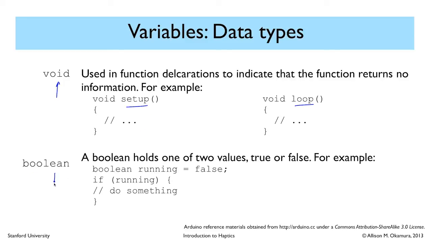Another important data type is the boolean, and this is just one that holds one of two values, true or false. So an example would be you might create a boolean variable called running, assign it a value of false. You might have some other code that could potentially change if that variable is false or true, and then you'll have some if statement somewhere where you could say if something's running, then do something else.